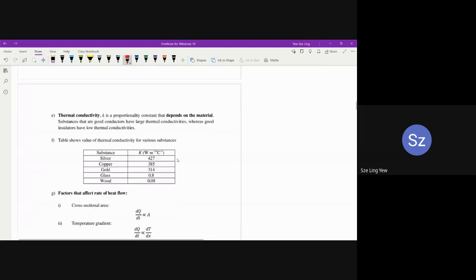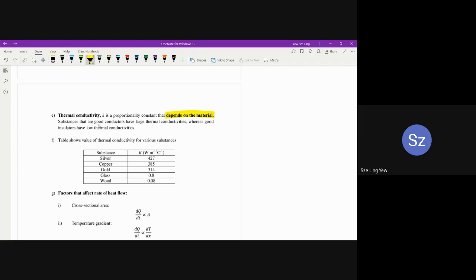So the thermal conductivity depends on the material. Now you have one variable that depends on the material, which tells you the rate of heat flow actually depends on the material as well. Material will affect the rate. Substances that are good conductors have a large thermal conductivity, whereas good insulators have low conductivity.